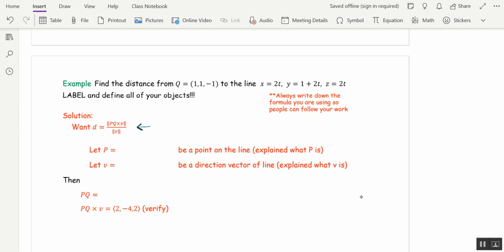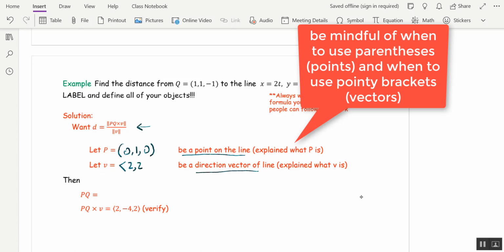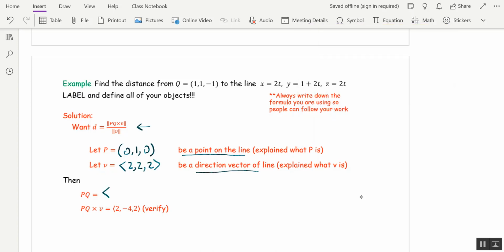And so to get a point on the line, we can just set t equal to 0 in the parametric equations to get 0, 1, 0. And you should write down what P is. So I wrote that down. Let P be a point on the line. And we need V, a direction vector of the line. And so now I want the coefficients of t. 2, 2, 2. All right, PQ is the vector I get by taking the Q's and subtracting the P's. So that will give me 1, 0, -1.